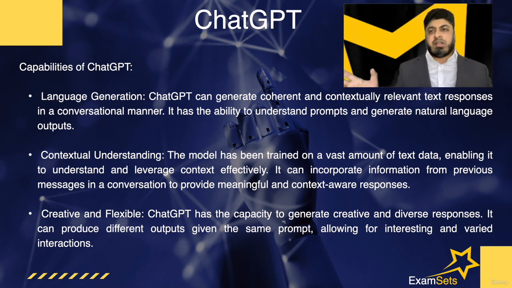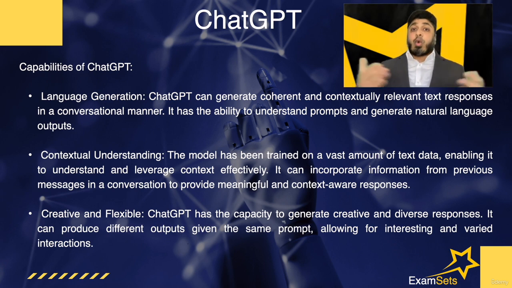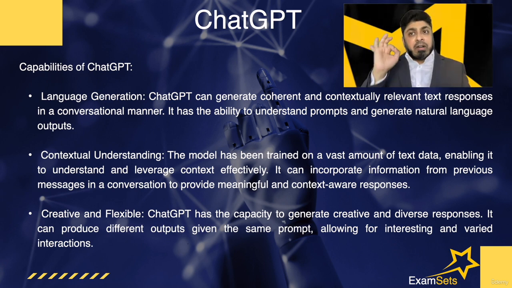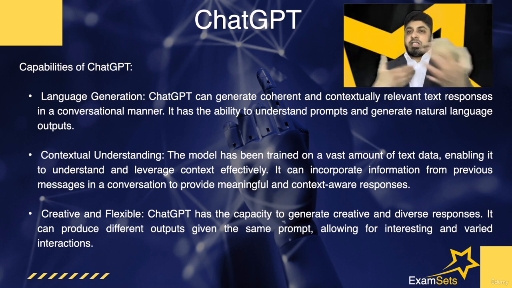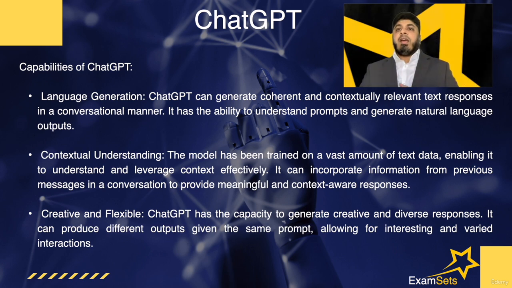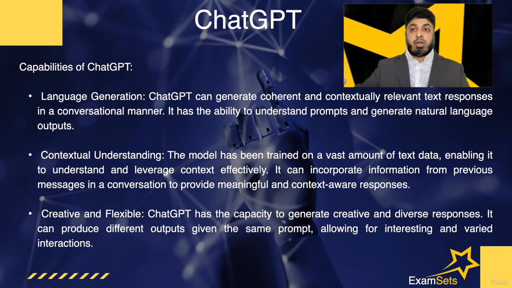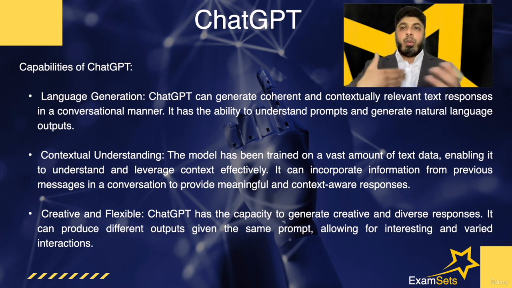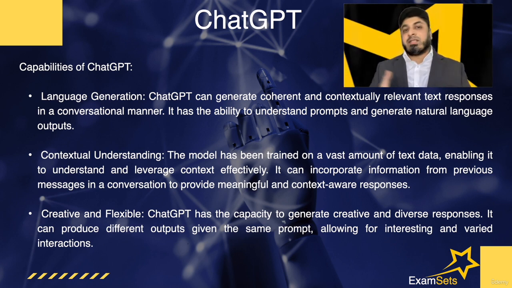Language generation. For example, ChatGPT can generate coherent and contextually relevant text responses in an easy conversational manner. It converses in such a way that, based on the targeted audience you want to respond to and on what questions they ask, it generates the response in a natural way, the way a human would converse with another person. In the same way, it replies to us.